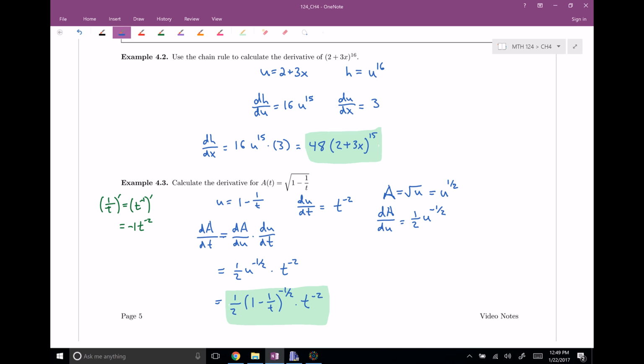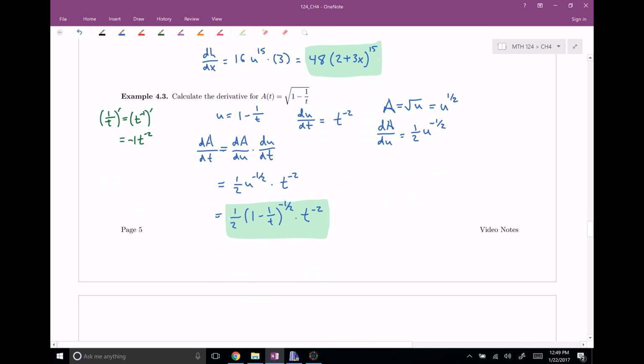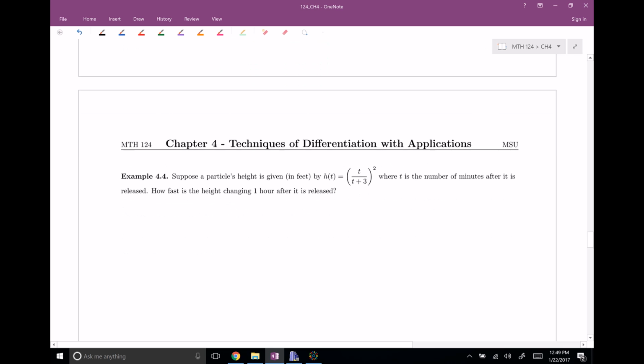Okay, the claim is you're going to get so fast at these, you're going to be doing a lot of them, that we're actually going to be able to do these quite quickly rather than breaking it all down. But I thought it's useful, especially the first time you're seeing this, to really break it down and do it slowly, really think about what is this outside function, what is this inside function, and using this Leibniz notation here. Let's try one a little bit faster though, right?